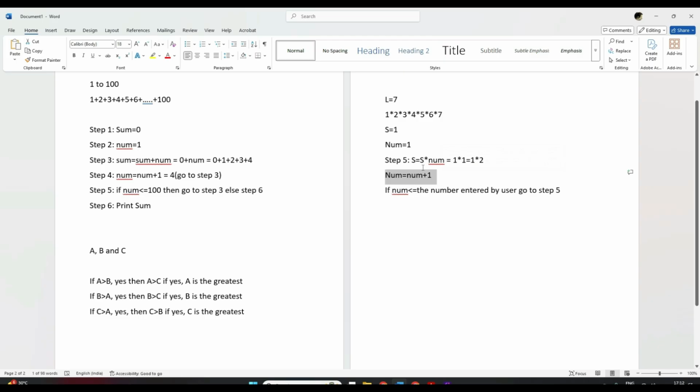Again it will check if it is less than or equal to 7, and again it will go to this line. Now here s is 1 into 2, num is 3, so it will be 1 into 2 into 3. Again num will become 4, again it will check, again it will go up, so now it will be 1 into 2 into 3 into 4. So understood how it goes? This way we can find the factorial, okay?